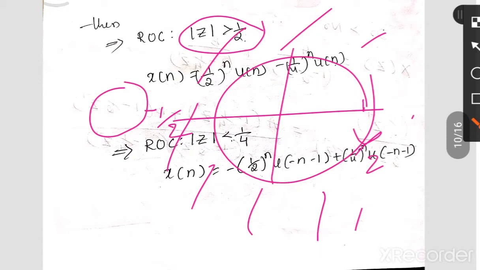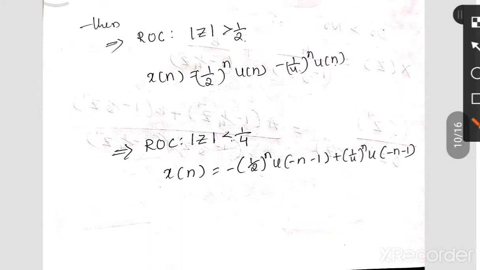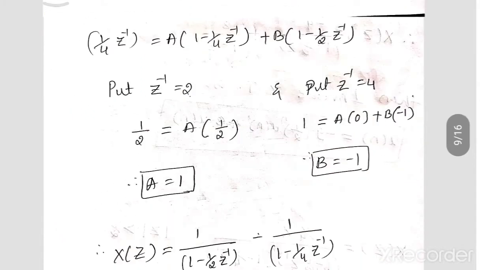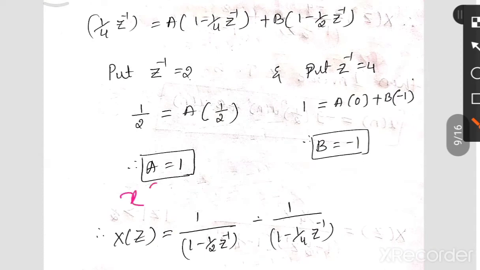Therefore your x(n), for this particular equation when we have ROC greater than 1/2, will be as follows. Remember, both the sides should be positive.